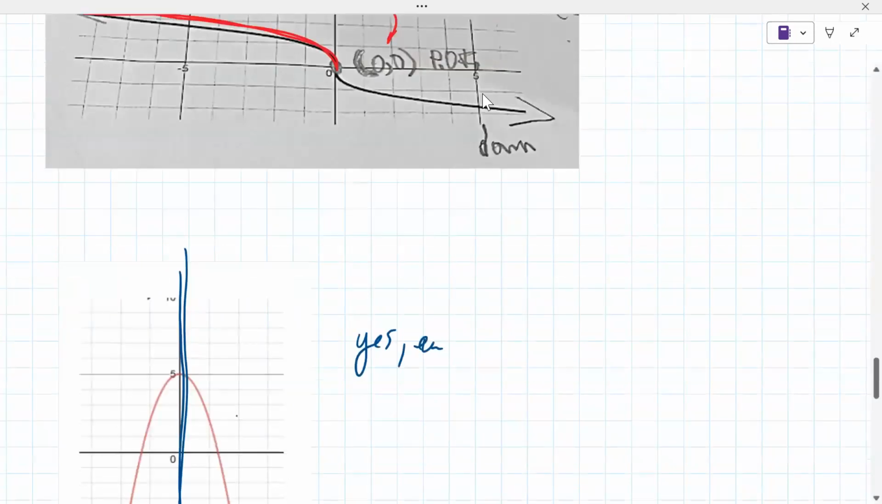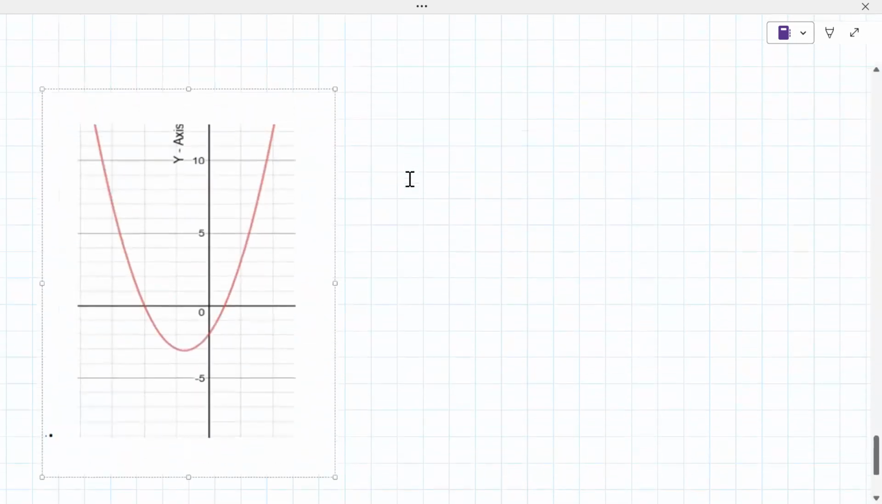Okay. So what are the rules for odd? What does it have to be if it's odd? It has to go through the origin and rotate 180 degrees. Okay, good. All right, good. Okay, so let's take a look at another one here.